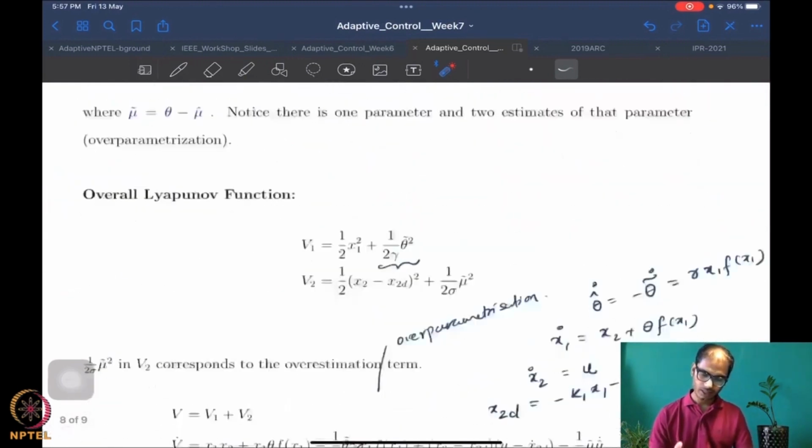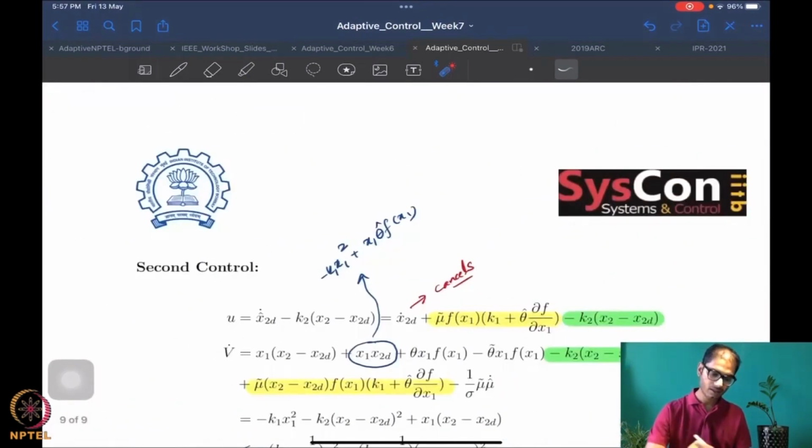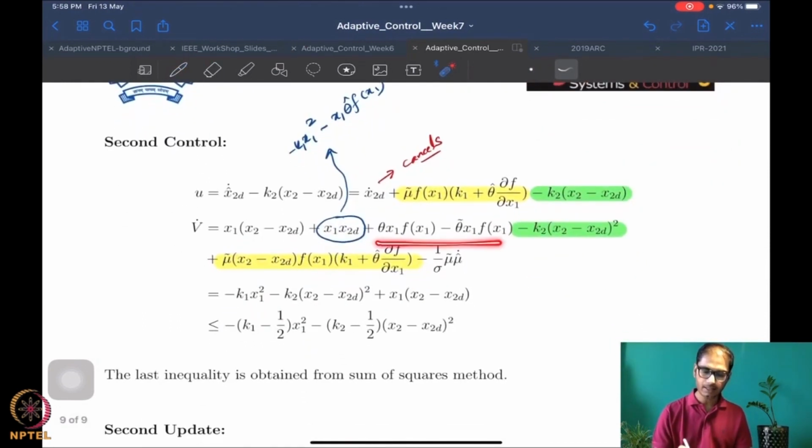All right, so I think this is fine. I hope the signs are okay. Sorry, this should be a negative. Now this negative will cancel theta minus theta tilde x1 f(x1), which is actually equal to theta hat f(x1). So this cancels with this. So you get this minus k1 x1 squared left from here. So this just leaves this much, and that's it. And then this is a nice mixed term, x1 and x2 minus x2 desired, and then there is a nice negative quadratic term in this.